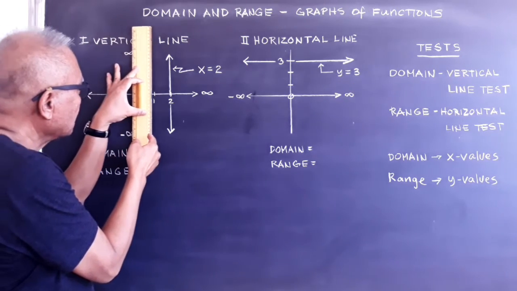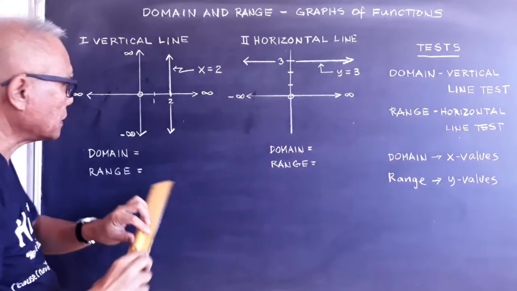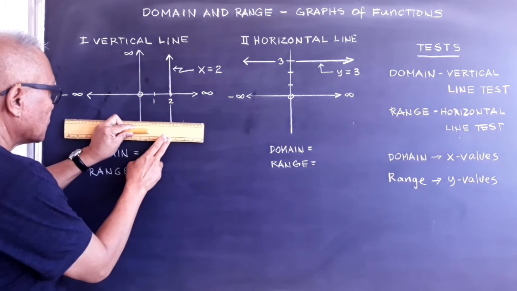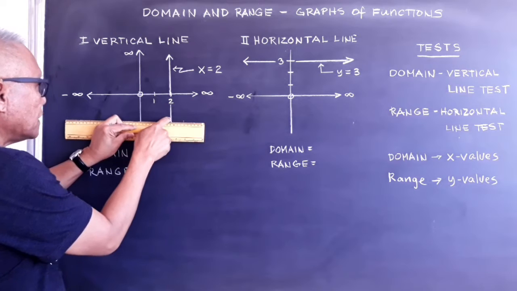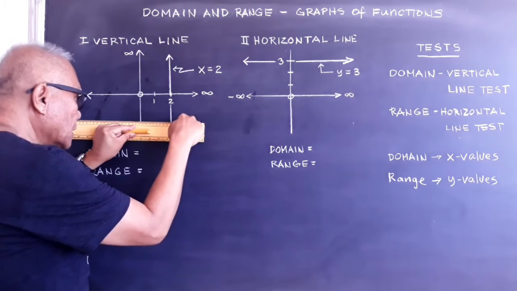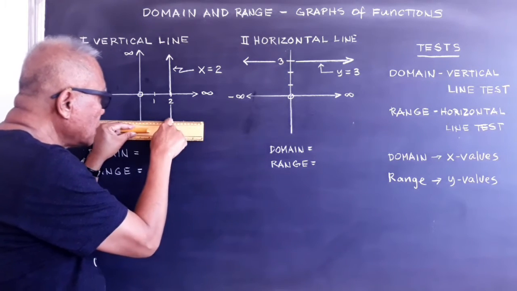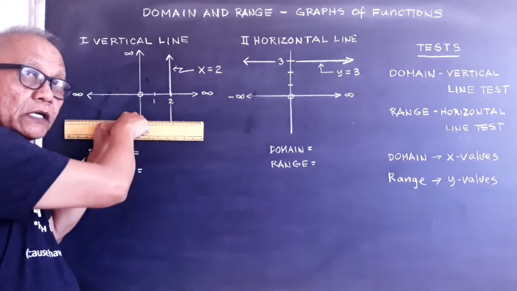How about the range? So, do you have a range of this function here? Yes, because the horizontal test line intersects this one. Therefore, this value here is included.